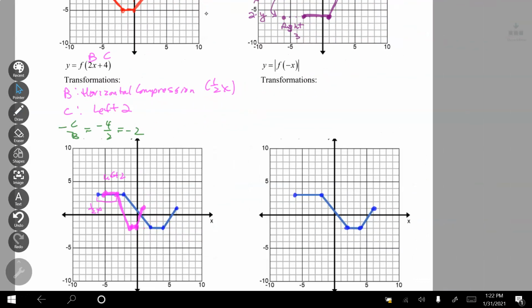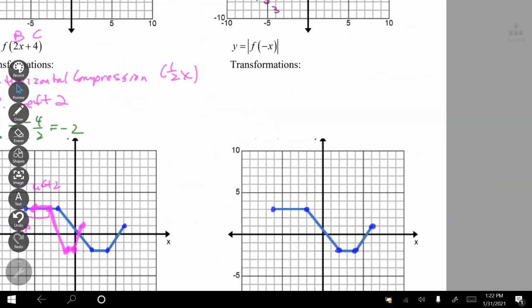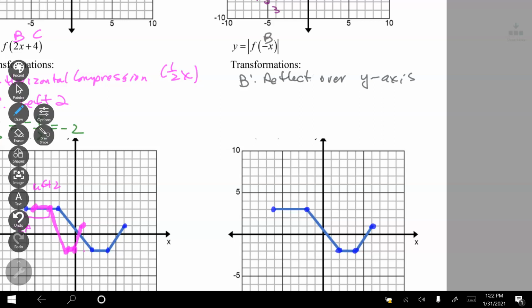And this last one, a little bit different. We have a couple of things going on. I do have a B value that is negative, which means I'm going to reflect over the y-axis, and then I have this absolute value part. We'll talk about that part in a minute. Let's actually do reflect over the y-axis.